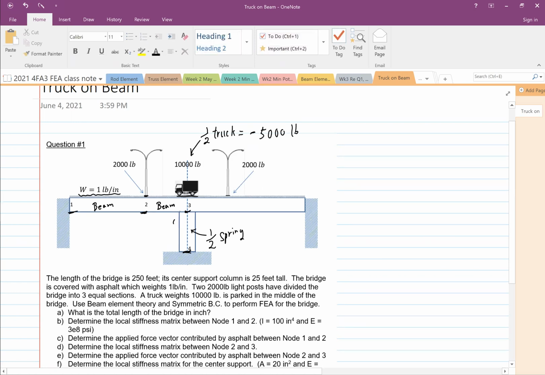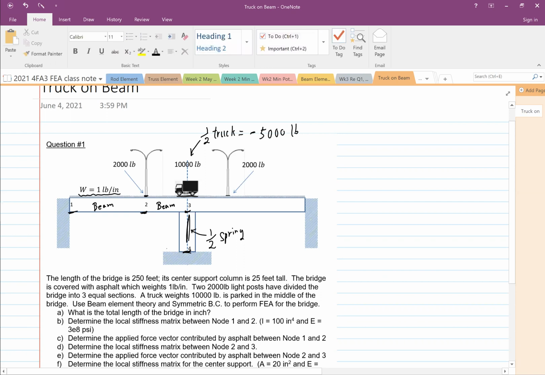From the problem set, I see there's only loading acting axially along the spring, along the column. I don't see any loading like this. It's all downwards. If I want, I can use truss elements to do it. But why would I do that? I just use the simplest tool to solve the problem.